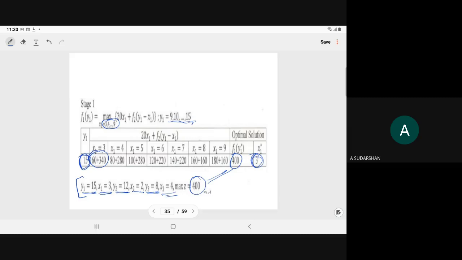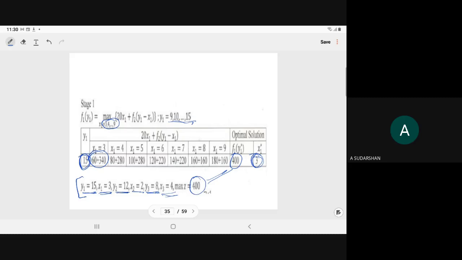Now, anything you want to ask? Yes, anything, any slide you want to ask? Yes, anything corresponding to a state variable, decision variable, stages, objective function, alternatives.